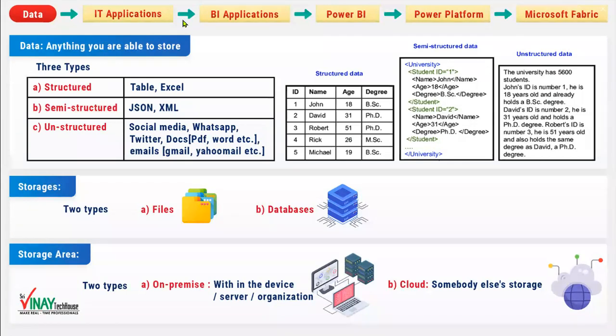Okay, sir. Right. Thanks. So this is a hierarchy I'm going to explain in the next 40 minutes. You all must have good knowledge of this hierarchy. First, know about data. What is data? Anything you are able to store is called data. And in the current IT industry, we have three types of data: structured data, semi-structured data, unstructured data.